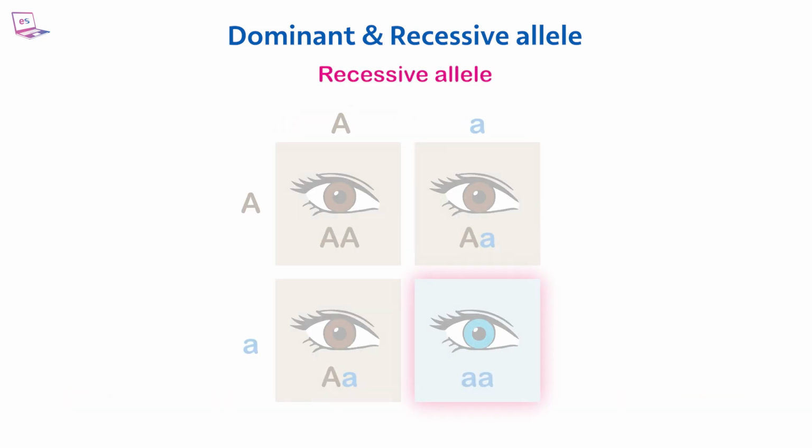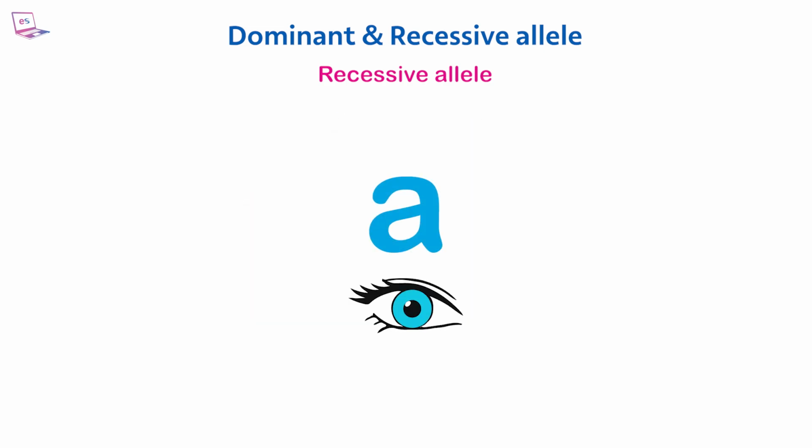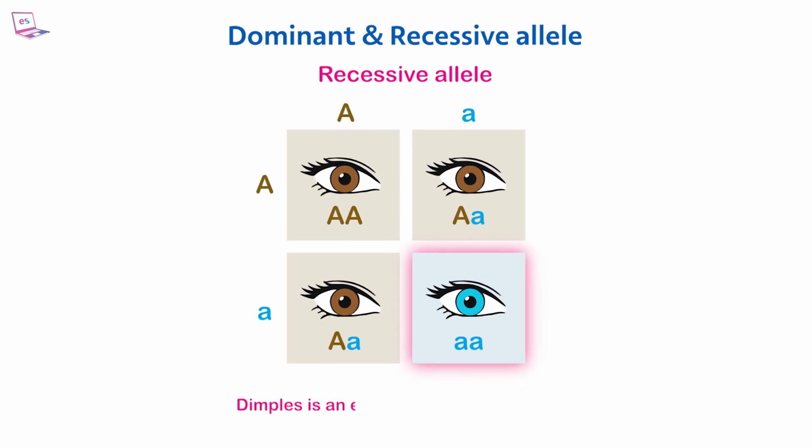A recessive allele will not express a particular trait if a dominant allele is present. A recessive gene stays inactive until it is paired with another recessive gene. The lowercase letter a represents the recessive allele. A recessive allele is expressed only if the individual has 2 copies of the same allele. Dimples is an example of a recessive allele. Cystic fibrosis is caused by a recessive allele.